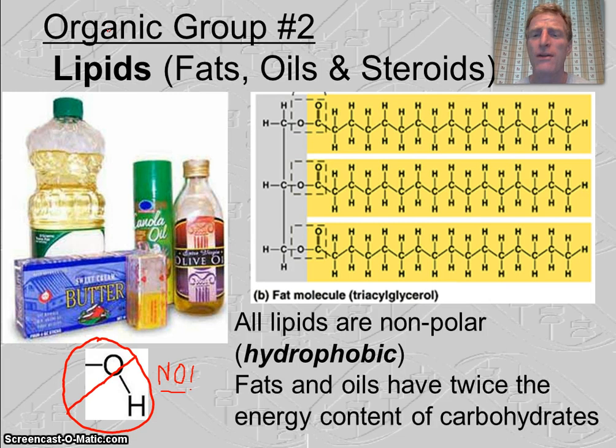Important thing about them, though, the carbon-hydrogen bond does have a lot of energy in it. So fats and oils are really important because of their high energy value, twice the amount of energy as carbohydrates. And that's important. So we tend to see them as long-term energy storage, especially in animals.